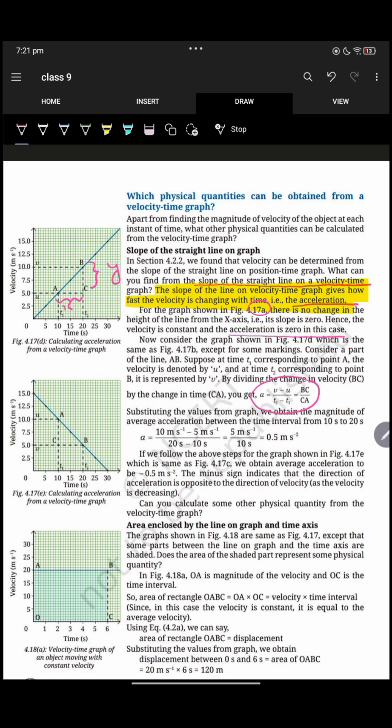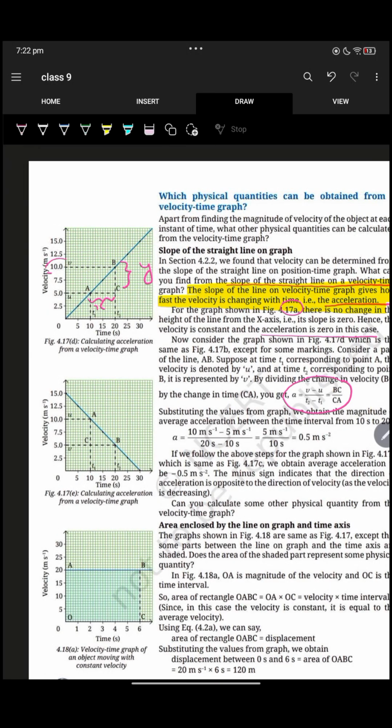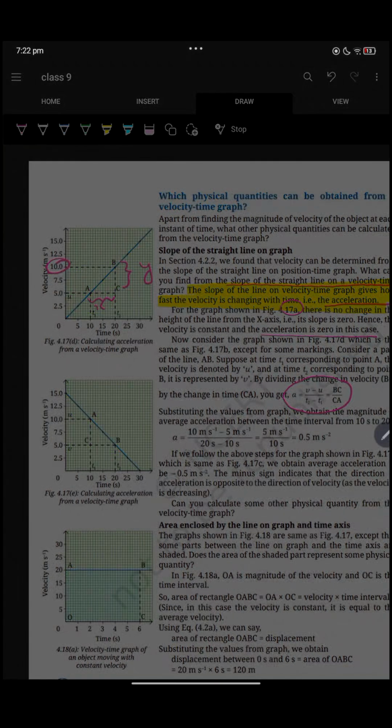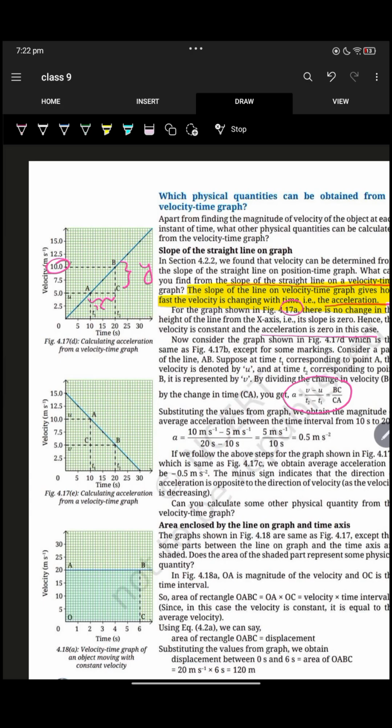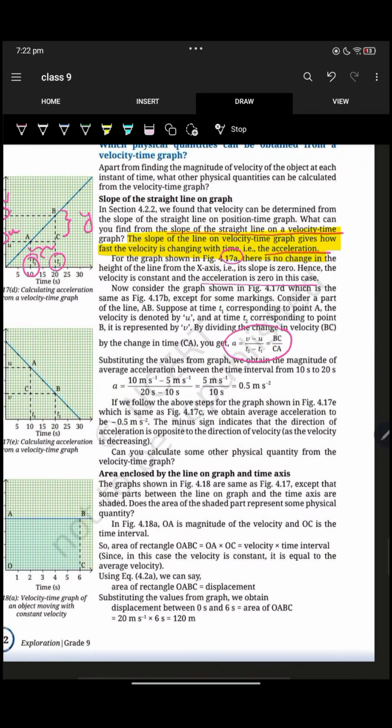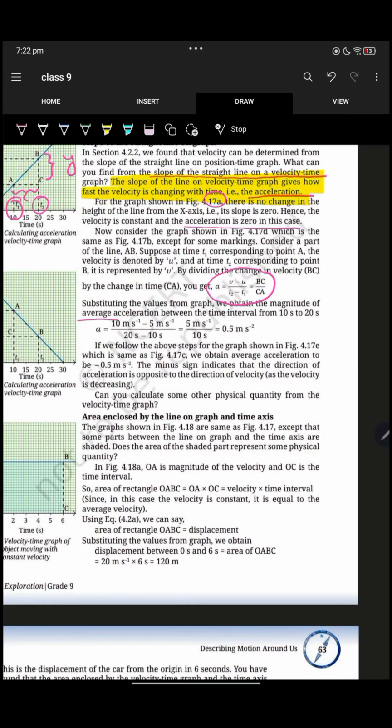B was having a value of 10 meter per second. So this is B, right? So here V is this much, final velocity minus initial velocity is this. So this is V, this is U. Final velocity minus initial velocity divided by T2, final time, minus initial time. So if you do this, you will get acceleration, which is the average acceleration between the time interval.